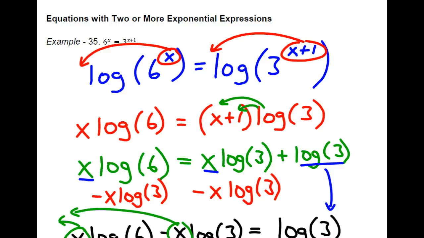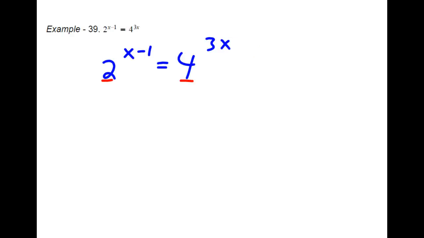So don't think that you could have done any problem this way. The bases have to be such that they could be made the same, and that wasn't possible for number 35. So you have to use logarithms sometimes. But here's a case where we don't have to use a logarithm, because the 4, we can write that with a base of 2. And if you can get both sides to have the same base, then you don't need logarithms. Right? So 4, we can write that as 2 squared.